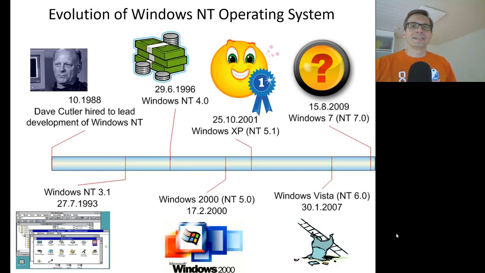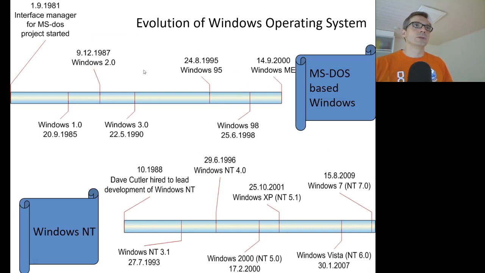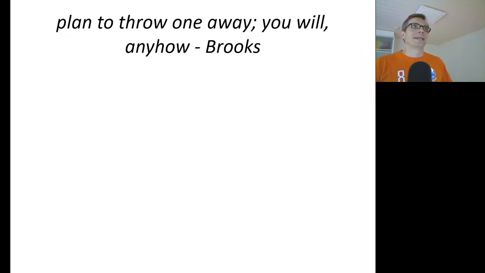So, what happened in 1988, or actually sometime before that, was that Microsoft realized that the DOS-based Windows, shown top of the screen, had so big limitations that they could no longer be fixed. So it was better to start over from scratch. Throwing the MS-DOS based Windows away was exactly what has been said by Fred Brooks a long time ago regarding software development. Plan to throw one away. You will anyhow.